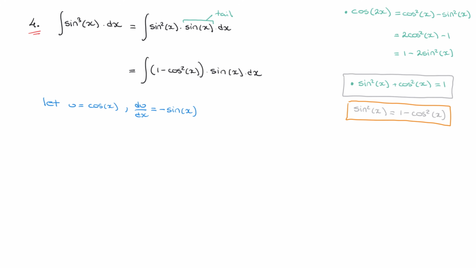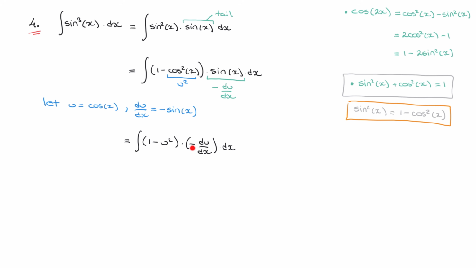And now since du/dx equals negative sine of x, or the opposite of sine of x, the tail we have here, well, that's going to equal the opposite of, or simply negative, du/dx. And since u is equal to cosine of x, this cosine squared of x, well, that's going to be u squared. And so rewriting our integral in terms of the new variable u, this becomes the integral of, in parentheses, 1 minus u squared times negative du/dx times dx.